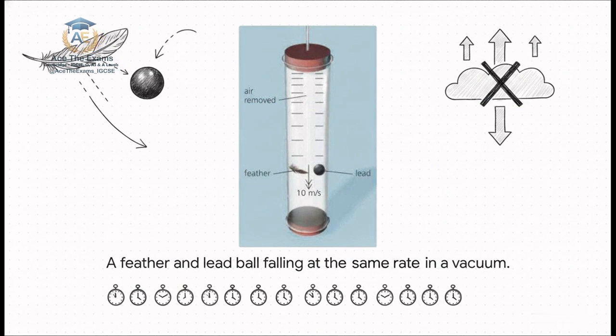But if we take a specialized tube and pump all the air completely out of it to create a vacuum, removing air resistance entirely, something magical happens. Gravity accelerates a super delicate feather and a really dense heavy lead ball downwards at the exact same rate. They hit the bottom at the exact same time. Without the air pushing back, gravity treats all masses totally equally when it comes to acceleration.